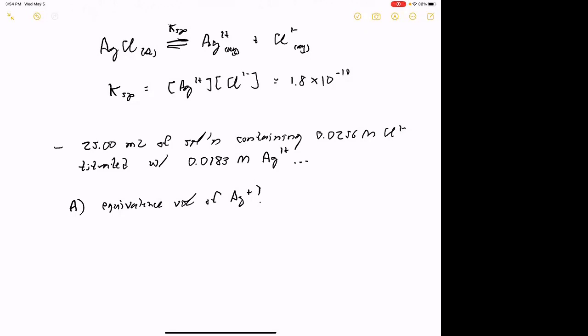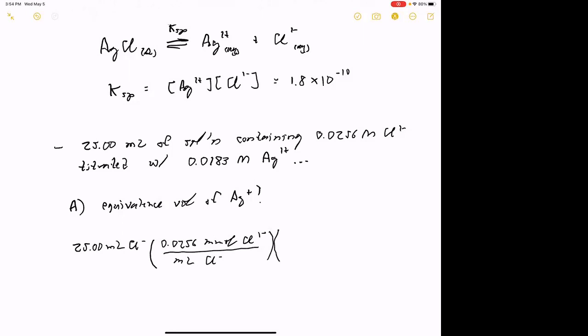So here's what we would do. We can say 25.00 milliliters of the chloride ion. And can we use just millimoles and milliliters? I think that works out pretty well, because then once we have that, we're good to go. Let's see, I have 0.0256 millimoles of chloride per milliliter of the solution, right? So we'll just put milliliters of chloride there. Okay, so what does that give me? That gives me millimoles, doesn't it?